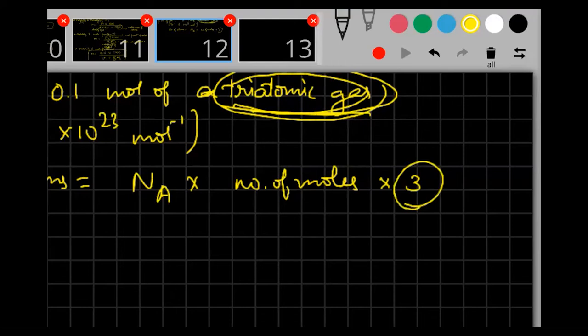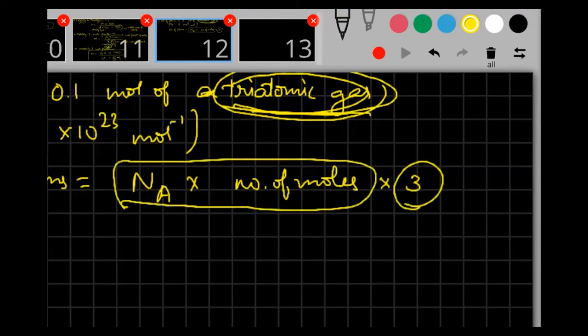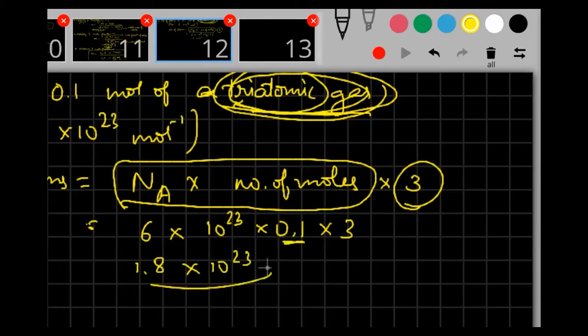It's triatomic. What you have done is just for one, it's like a monoatomic gas. But they have given us triatomic, so we have to also take care of that. And hence it is also to be multiplied with a factor of 3. So that is 6 into 10 to the power of 23 into 0.1 into 3. So 6 into 3 will be 18. But as we do have this 0.1, it will be 1.8 into 10 to the power of 23. So this will be your answer.